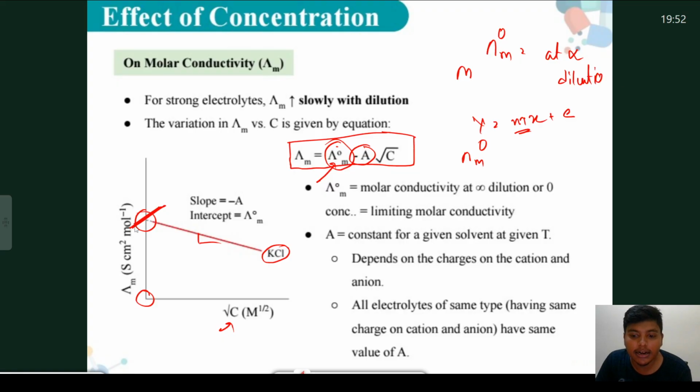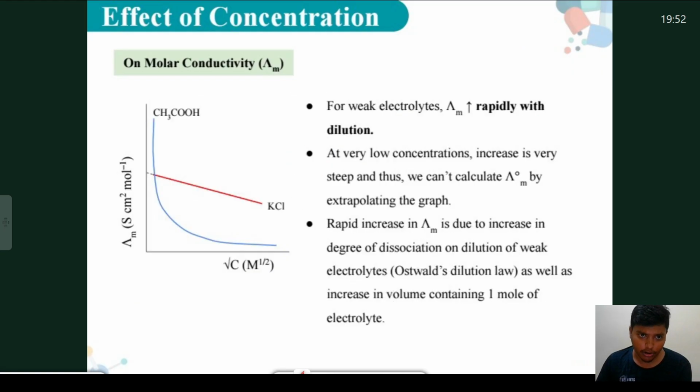Okay, molar conductivity at infinite dilution or zero concentration. At infinite dilution, all will get some value for a neutral electrolyte. Now coming to weak electrolytes. This is a strong electrolyte, this is a strong electrolyte, this is a weak electrolyte. Weak electrolyte means it will not break properly.